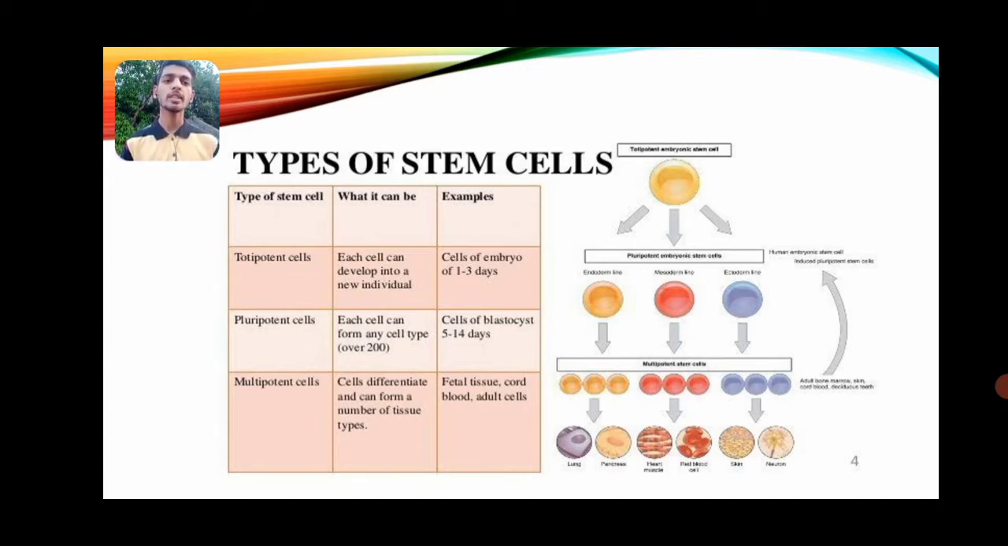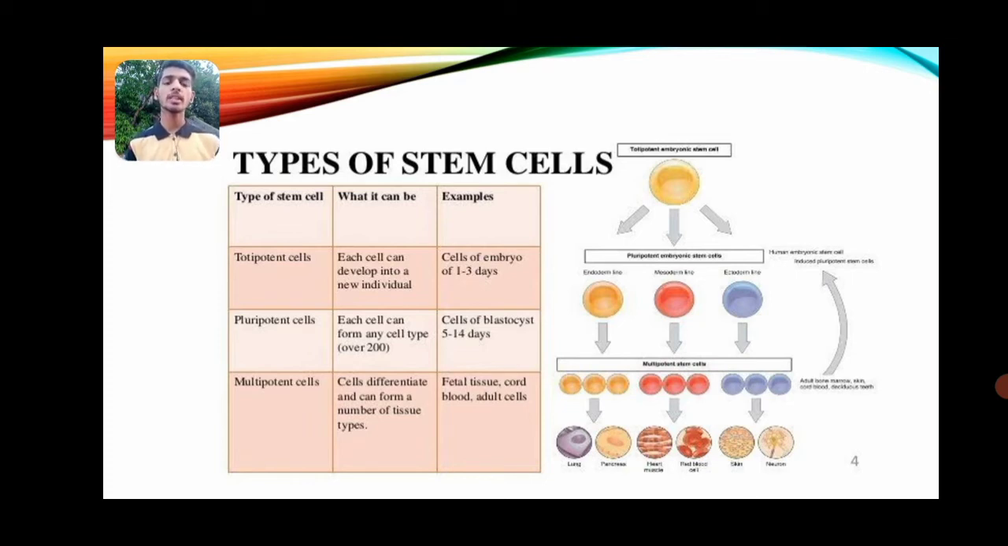After that, the pluripotent cell, each cell can form any type of cells of the blastocyst. The blastocyst is a stage of embryo development. After the fertilization, the blastocyst formation takes place. The blastocyst formation is explained in the next slide as well, which has a very special structure, so we have to know about that.